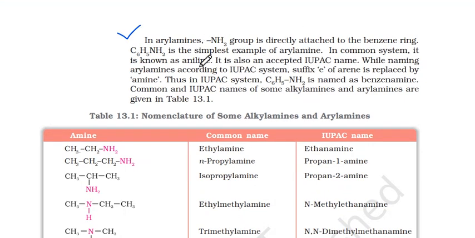So C6H5NH2 is the simplest example of an aryl amine. In the common system, it is known as aniline. Aniline is nothing but aminobenzene. It is also an accepted IUPAC name, so aniline can be used. You can expect a question from here also.